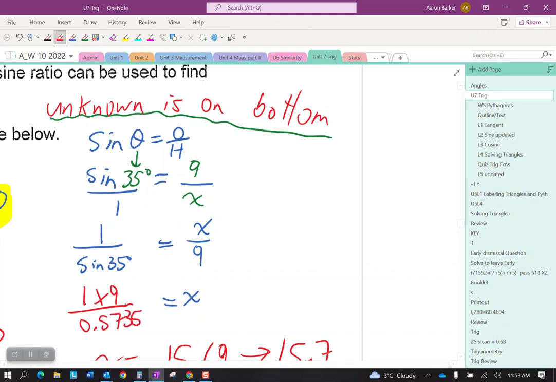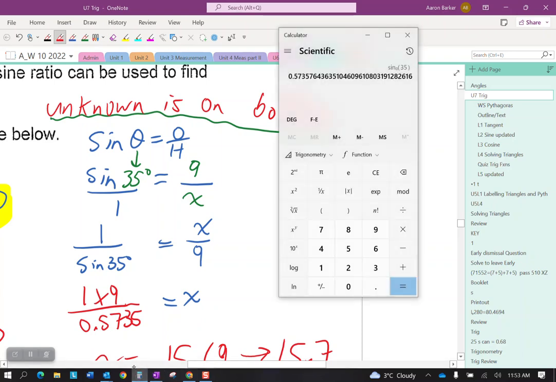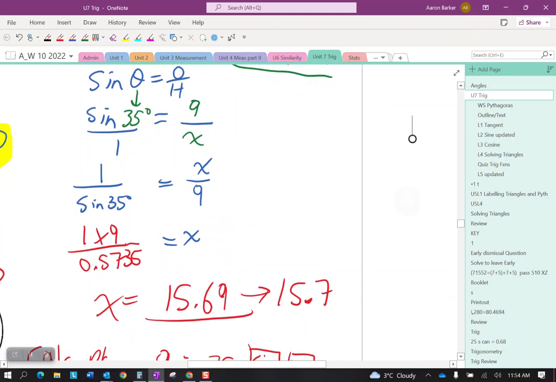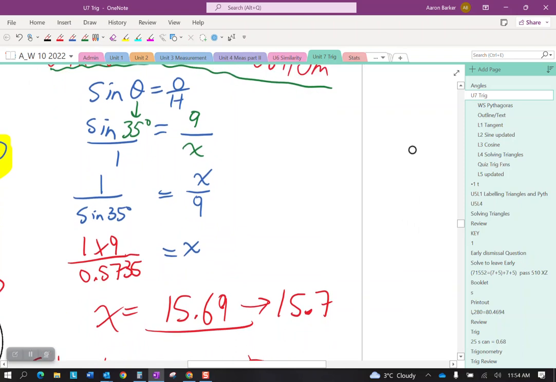0.5735. Okay. Good. So then you go to your calculator, which are already there, and you go 1 times 9 divided by 0.5735 equals 15.69. So we write that down, 15.69, and then you should round it to 1 decimal, 15.7. Sides should always be 1 decimal. And we're going to do finding sides today.